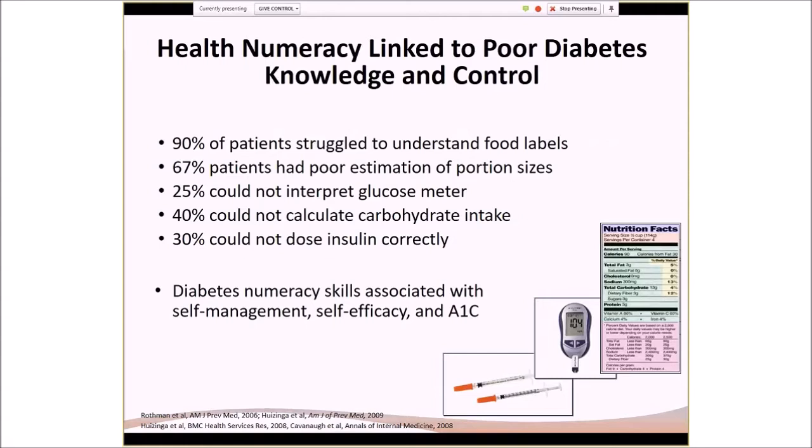Two-thirds of patients had poor estimation of portion sizes, but I've learned from Pennington and weight loss studies I've done with them that just about all of us are poor estimators of portion. We all think we're eating less than we are. About a fourth couldn't interpret a glucose meter, 40% couldn't calculate carbohydrate intake, and 30% couldn't dose their insulin correctly. I was doing a project in Arkansas this year, and the health coaches were in these rural clinics, and people just couldn't get their insulin straight. They were chronically confused about insulin dose. So people's diabetes numeracy was associated with poor self-management, poor confidence in managing their care, and worse A1C.